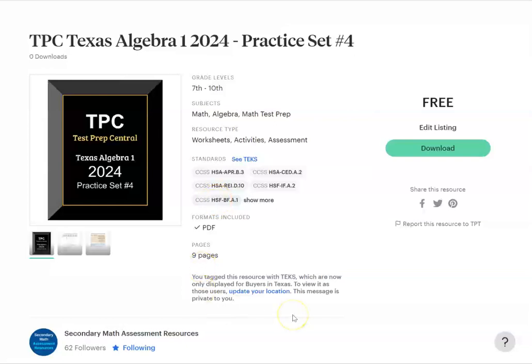This is TPC, Texas Algebra 1, 2024, Practice Set 4. Today we'll be working items from the released 2022 Texas test. I have created 5 items to mirror those items. Your kids will be able to use these to practice their test skills using the Desmos Graphing Calculator before they have to take their state test.